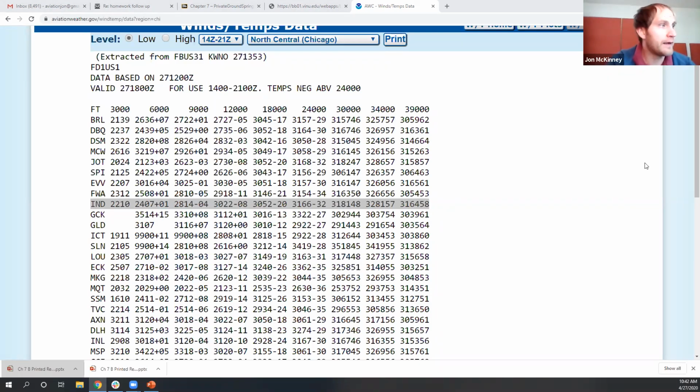Cameron's joining us, and we are studying winds and temperatures aloft forecast. One of the big lessons you're getting out of this example is that when you're within 3,000 feet of the surface, the product does not predict temperature. If you want information about within 3,000 feet of the surface, you might be better off looking at a different weather product.